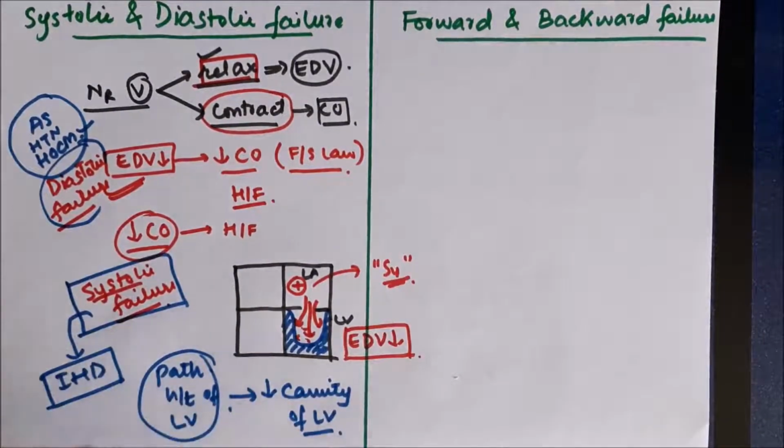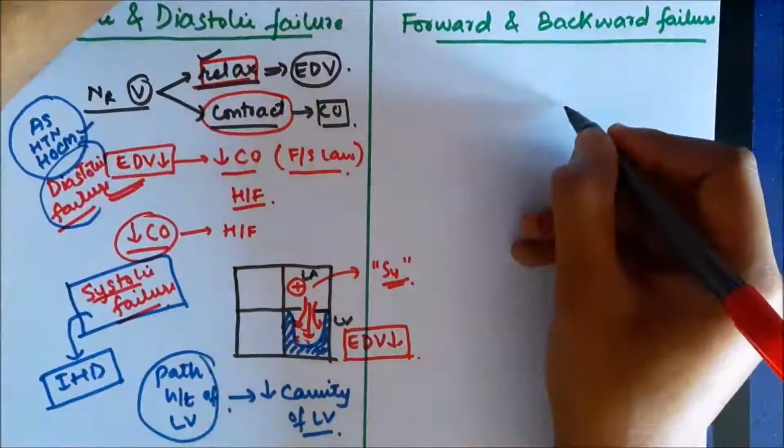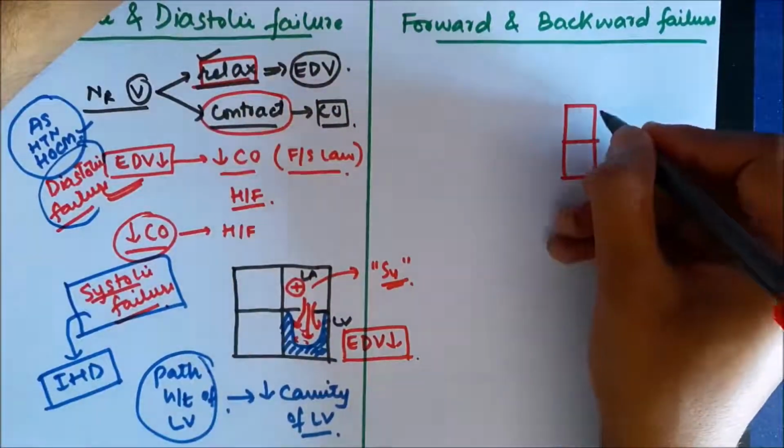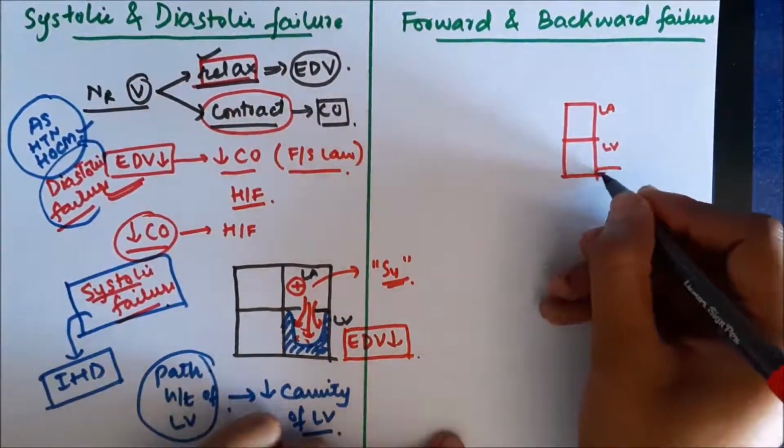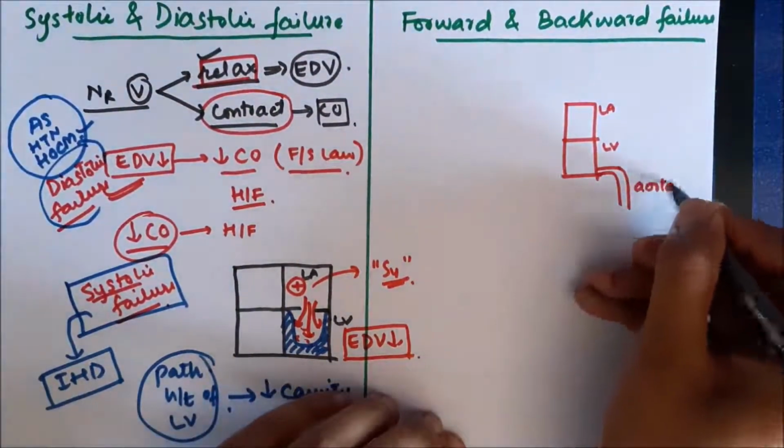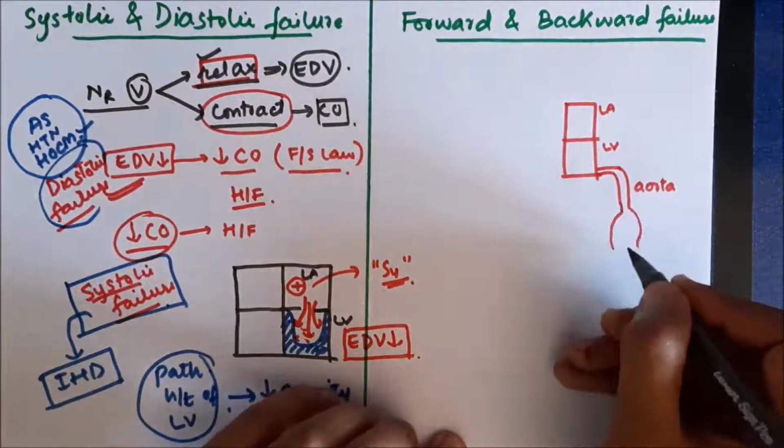And the most common cause of systolic failure is ischemic heart disease. So now let us discuss forward failure and backward failure. Let us take an example. Say this is the left side of the heart: this is the left atrium, and this is the left ventricle. The left ventricle pumps out blood through the aorta, and from the aorta blood goes to various tissues of the body.